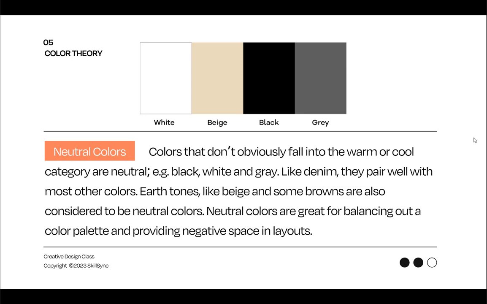We talk about neutral colors. What are neutral colors? Colors that don't obviously fall into the warm or cool category are neutral. So we have black, white, and gray. Like denim, they pair well with most colors. Earth tones like beige and some browns are also considered neutral colors. Neutral colors are great for balancing out a color palette and providing negative space in layouts.